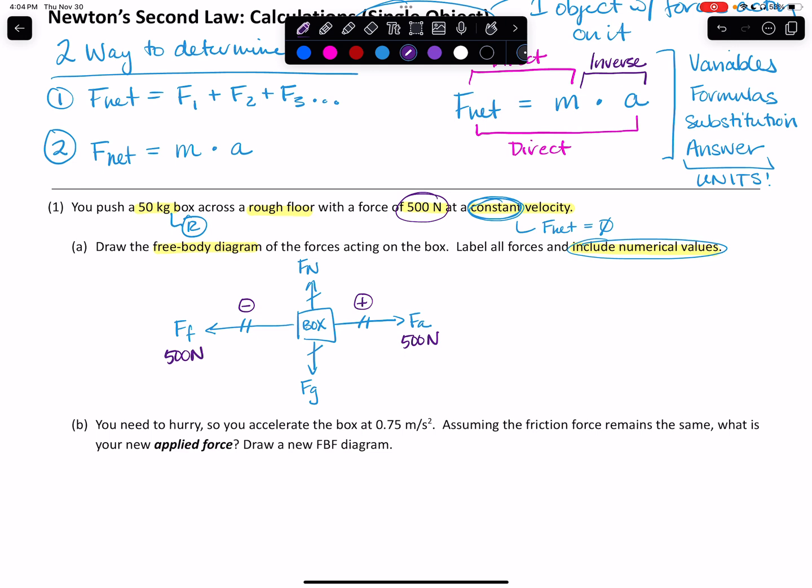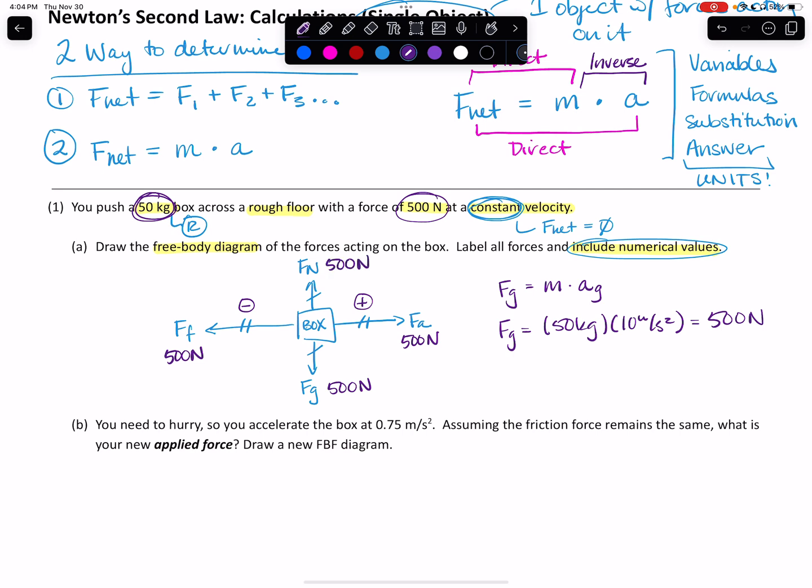All right, now let's think about our gravitational force and our normal force. I'm given the mass of this object, so I know that the force due to gravity is equal to the mass of that object times the acceleration of gravity. So Fg is going to be equal to 50 kilograms times 10 meters per second squared, which is going to be 500 newtons. So Fg is 500 newtons, right? And I know that the normal force must be equal but opposite, so it also must be 500 newtons.